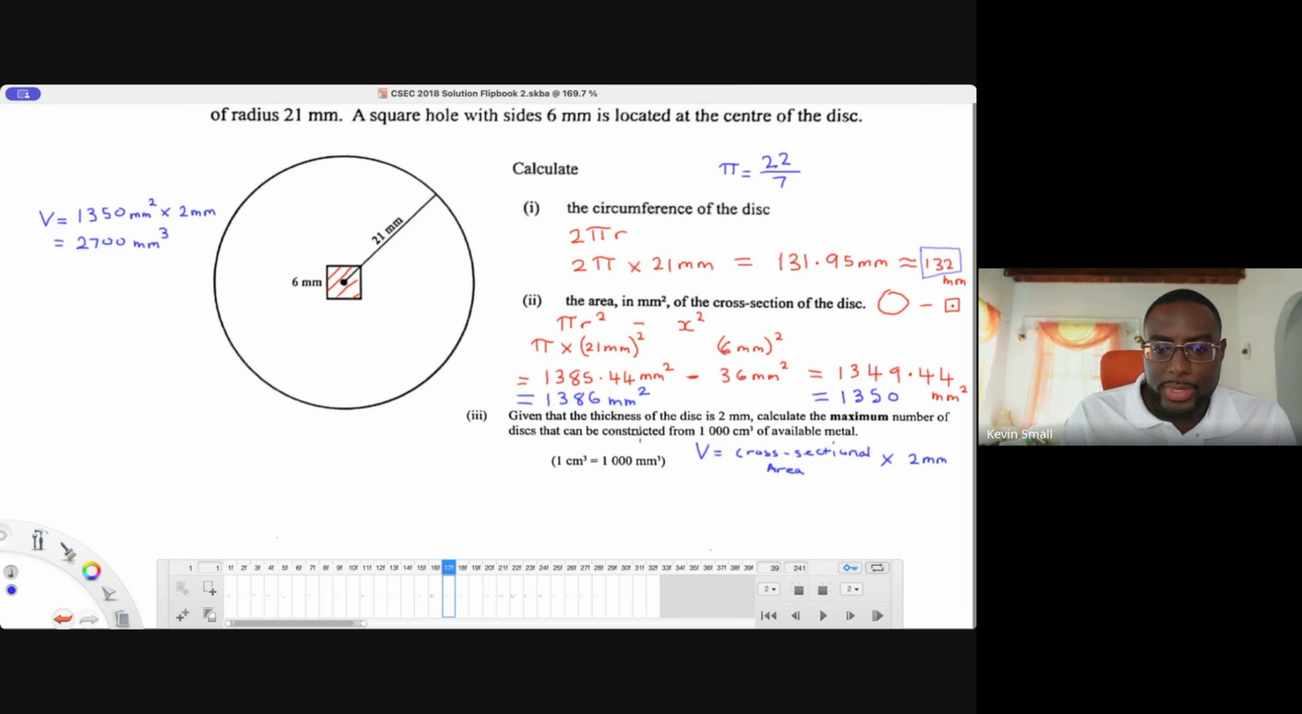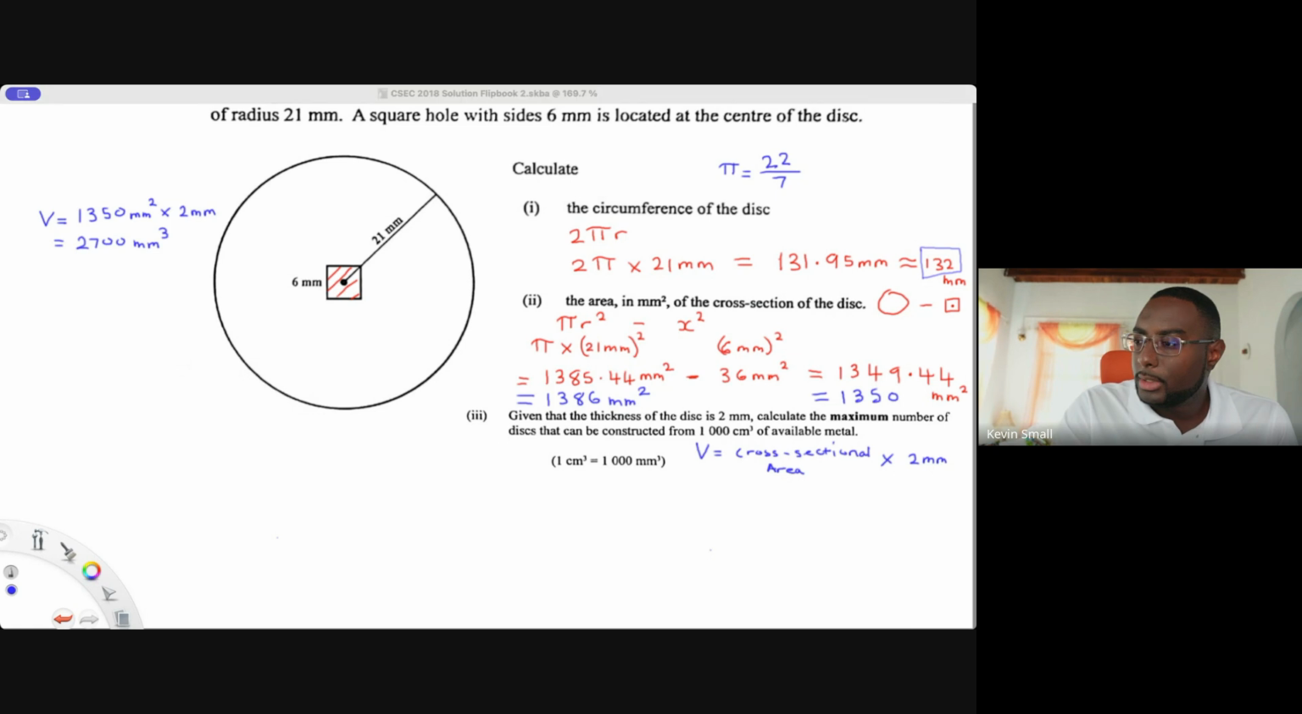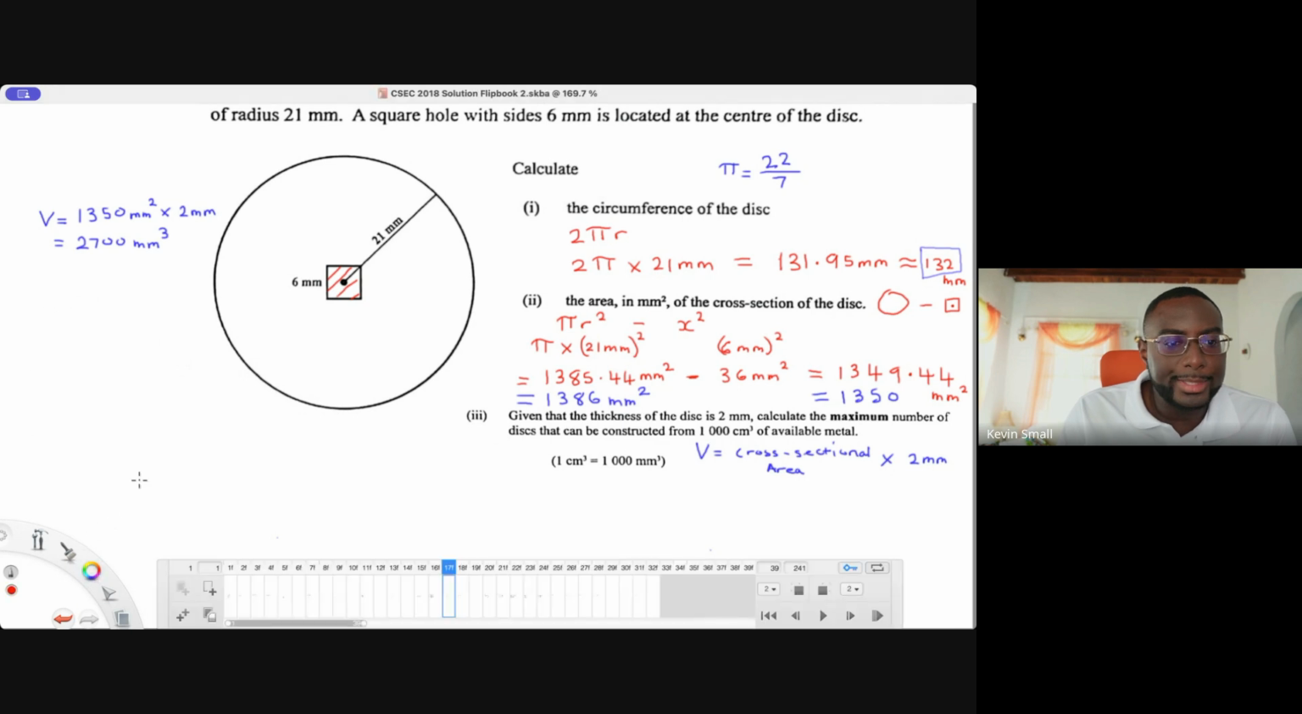The question said that the sheet of metal... we have the Quan joining. Let's see if the Quan can come in. The sheet of metal is 1,000 centimeters cube thick, but notice that my units are not in centimeters cube, they're in millimeters cube, but it did give me a conversion down below. So what I'm going to do is convert this 1,000 centimeters cube into millimeters cube.